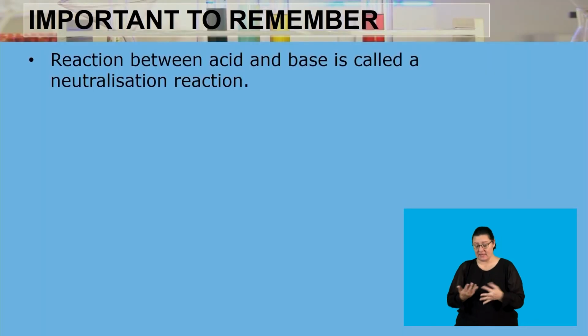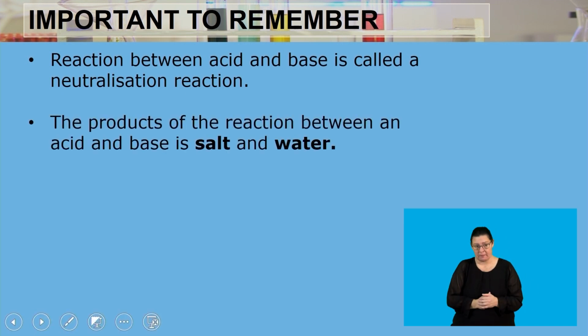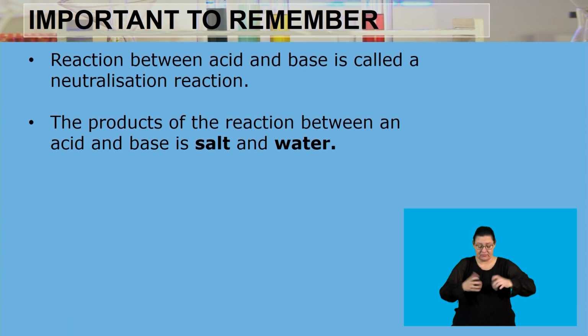Now, what I need you to take away from this lesson is the following things. Number one, reactions between an acid and a base are called neutralization reactions. So any reaction that deals with an acid and a base is going to be called a neutralization reaction. The products of the reaction between an acid and a base are going to be salt and water. So whenever we are reacting an acid and a base, the product will be salt and water. And remember that the pH of the product will be determined by the strength of the acid or the base, or by how much of each of the substances was added initially at the beginning of the reaction.